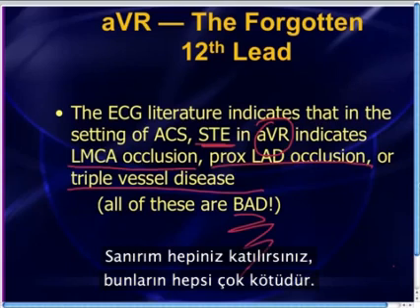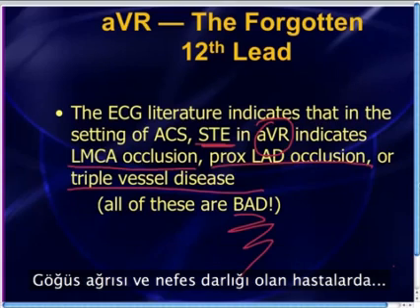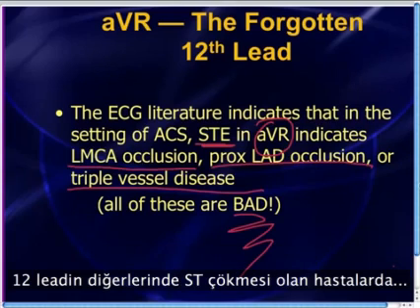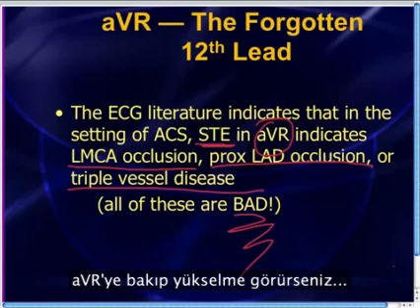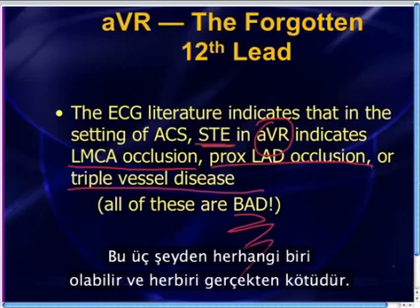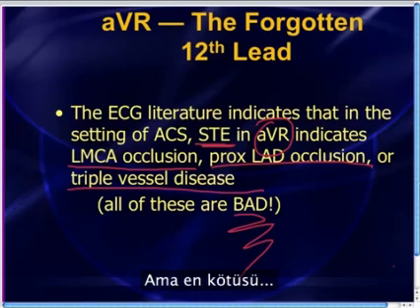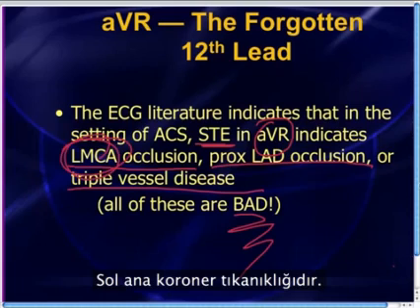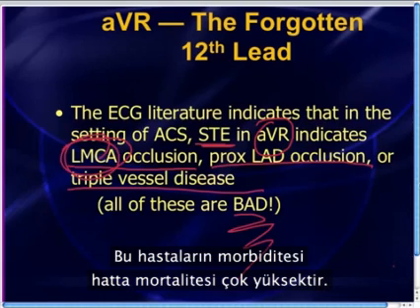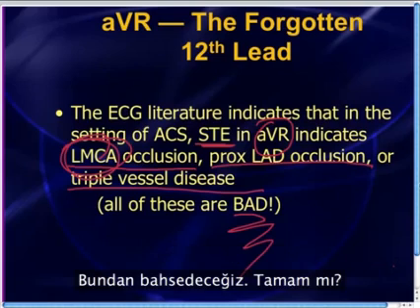I think we would agree that if a person's got chest pain or shortness of breath and ST segment depressions elsewhere on the 12 lead, and now you look in aVR and you see that, then any one of these three things is really, really bad. But the worst of all is left main coronary occlusion. These patients have a very, very high morbidity and even mortality, as we'll talk about.